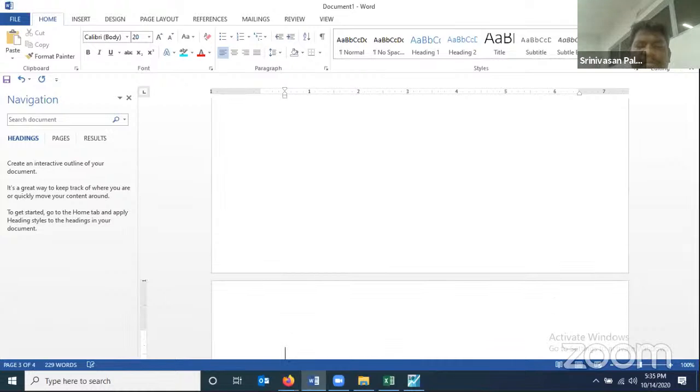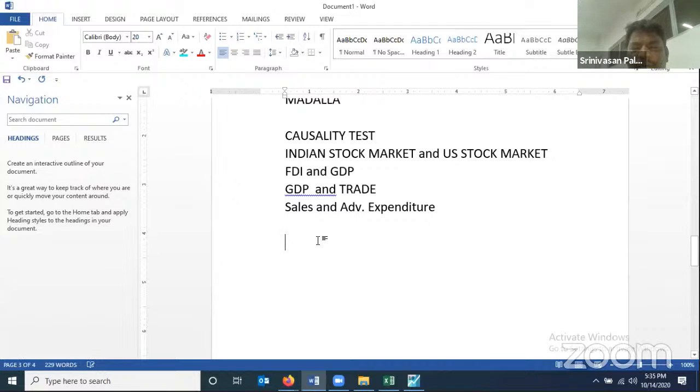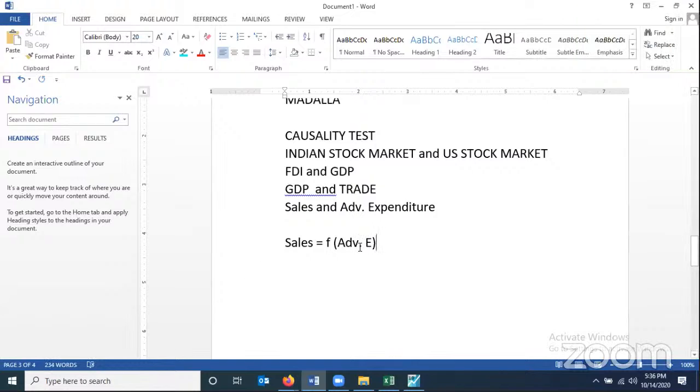So let me move to the marketing people. Sales is a function of advertisement expenditure. What do you mean by that? Can you explain this equation? That means sales is dependent on advertising. Yeah, sales depends on advertising. How many of you agree? Can anyone agree with this? Yes, sir.